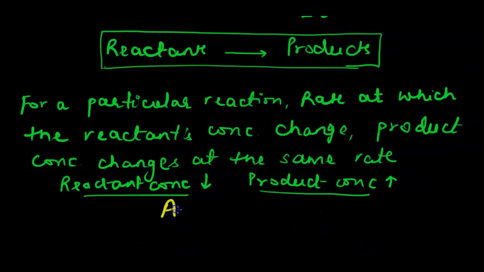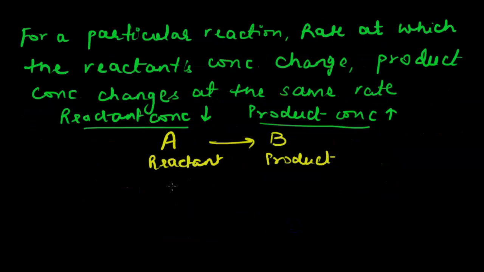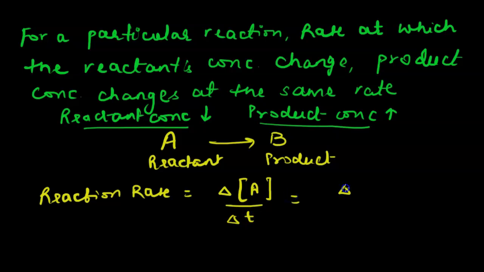For example, if we have A giving B as a product, so A is the reactant here and B is the product here. If we want to find the reaction rate, we can write the rate of reaction as equal to the change in concentration of A over time, which is the same as the change in concentration of B over time. The only difference is that the reactant concentration of A decreases, which is shown with this negative sign, and the product concentration increases, which is shown with this positive sign. But the values of the reaction rates are going to be the same for A and B both.